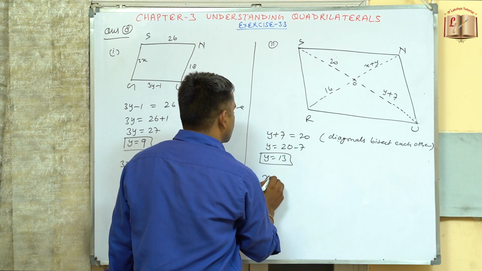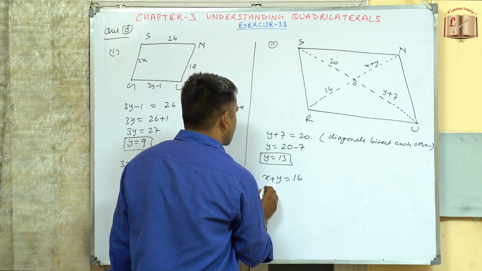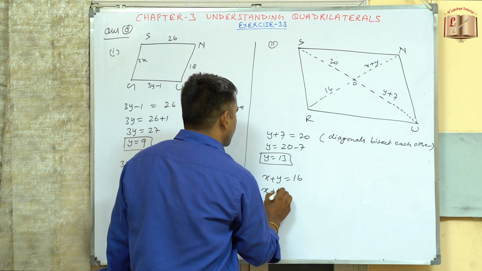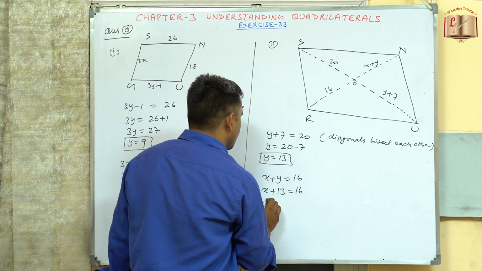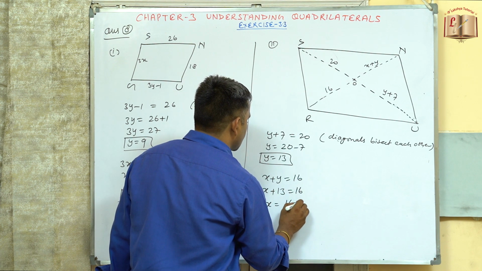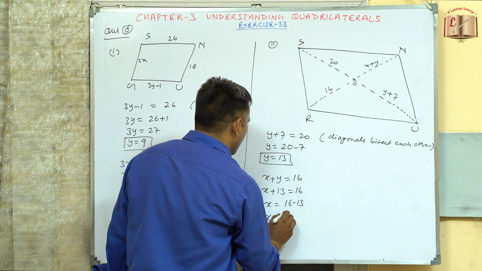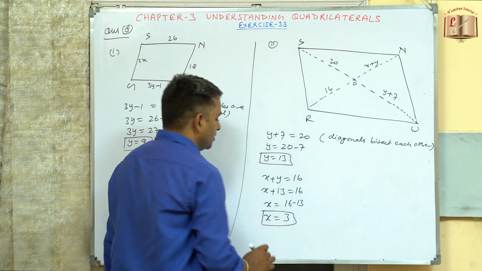Similarly, for this, x plus y will be equal to 16. So x plus y, we got y as 13. This will be equal to 16. So x will be equal to 16 minus 13. So we got x equals 3.